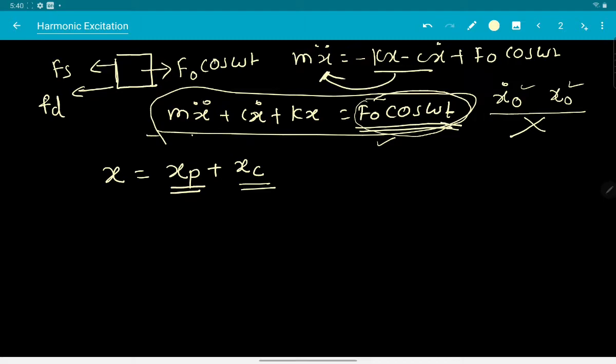Okay, so we'll start with deriving xp. Our job right now is to find xp for this loading, which is F0 cosine omega t.